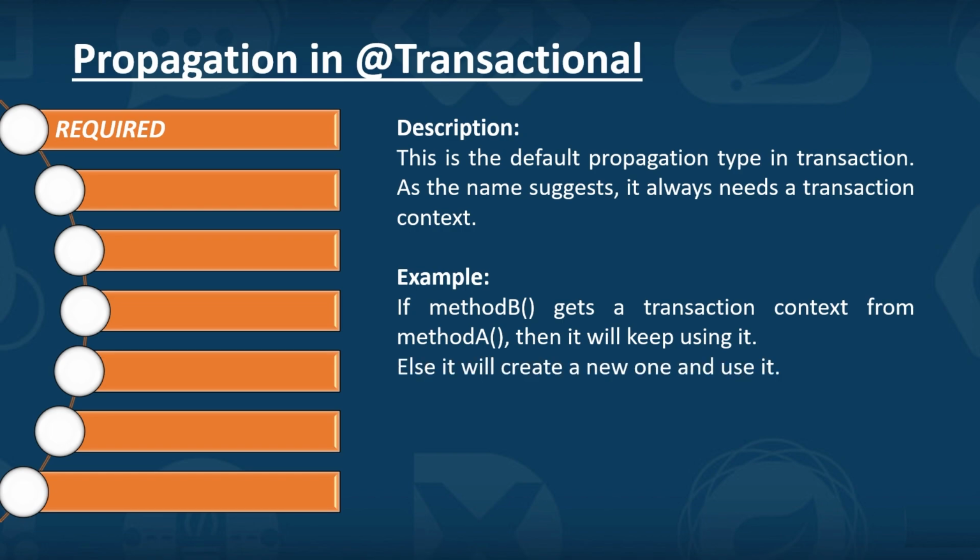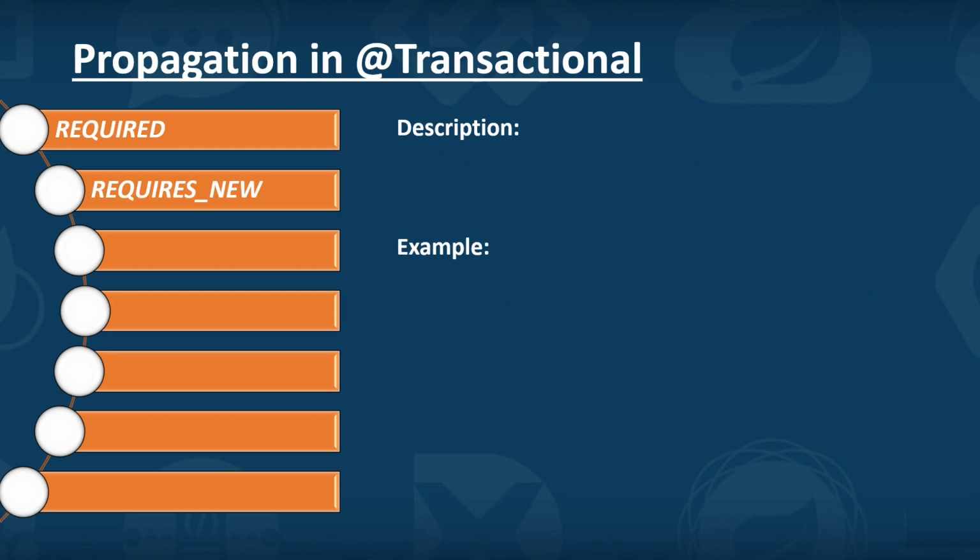Then in that particular case, method B is going to create a new one. It is as simple as that, which simply means it always needs one. In case it is already coming from another method, it will keep using it. If it is not available, then it is going to create a new one and use it. Simple. Now let's go with the next one.